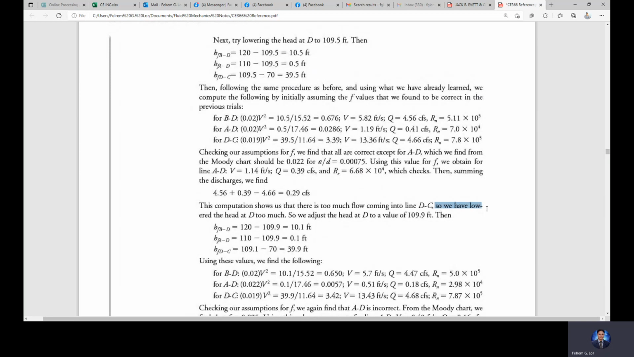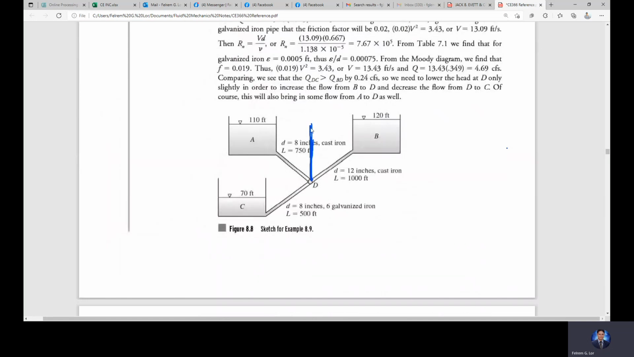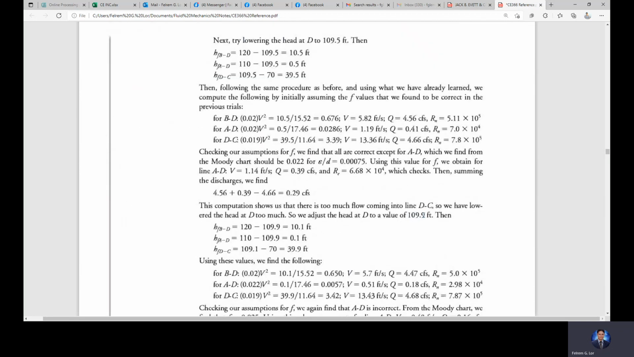So we have lowered the head at D too much. So we adjust: instead of 109.5, raise it again to 109.9 feet. This 109.9 feet refers to the elevation at D. Earlier, 110.5 was too low, and the difference was 0.29. So it was raised again a little, but not equal to 110. Just slightly below 110, which is 109.9.